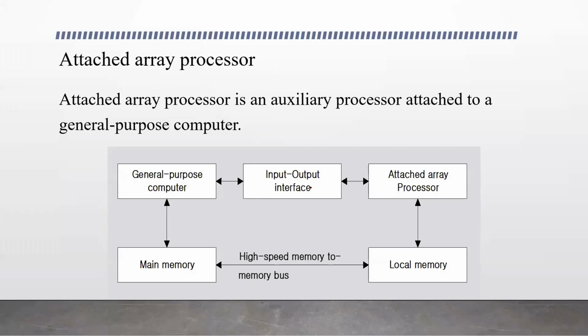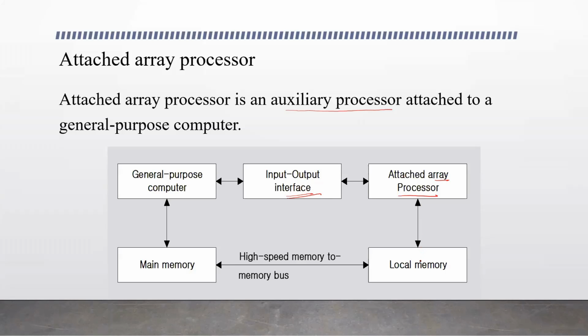This attached array processor is an auxiliary processor attached to a general purpose computer. If you see this diagram, the general purpose computer is connected to the attached array processor. This array processor is treated as an external device, so we call it an auxiliary processor. An array of data cannot be processed without this array processor. The computer gets connected to the attached array processor through the input-output interface.